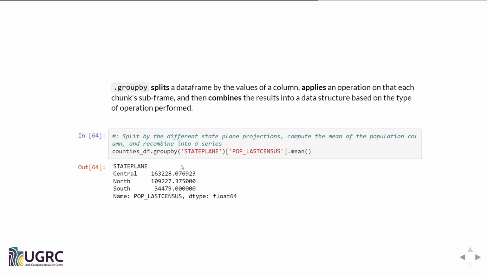You can think of this as when we symbolize by unique values when we're mapping, right? So we go symbolize by unique values, choose our field to get our unique values, and then base our symbology off that. This is the data equivalent of that operation. We're operating based on unique values.